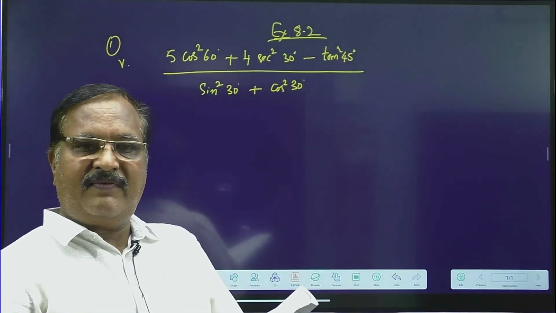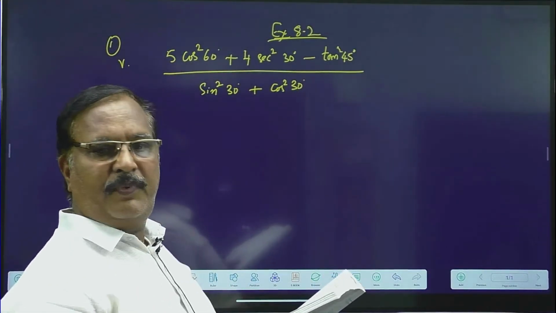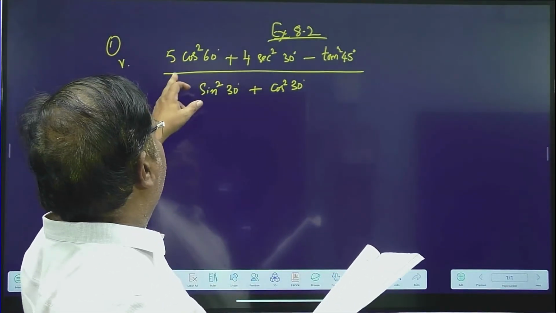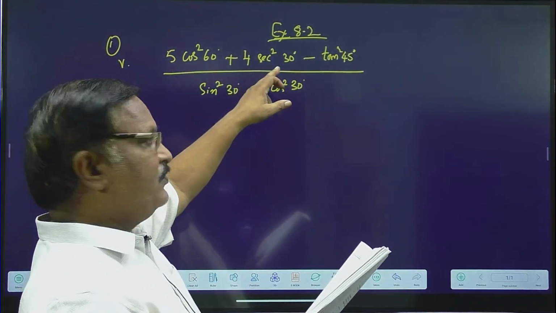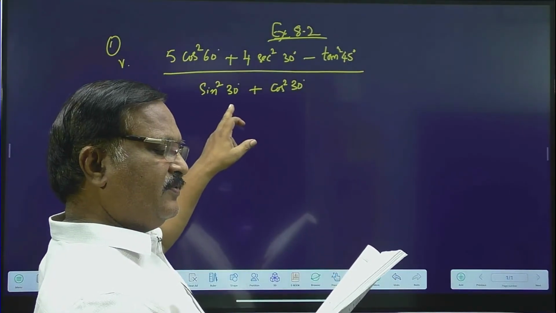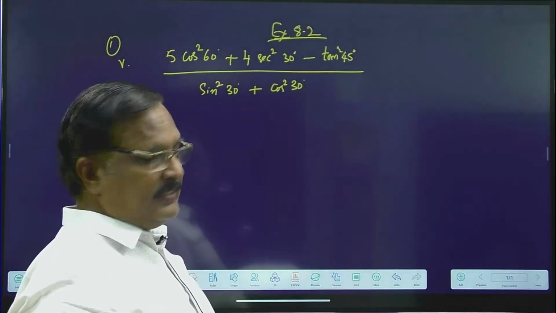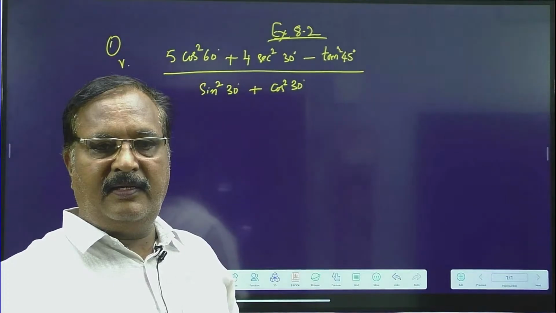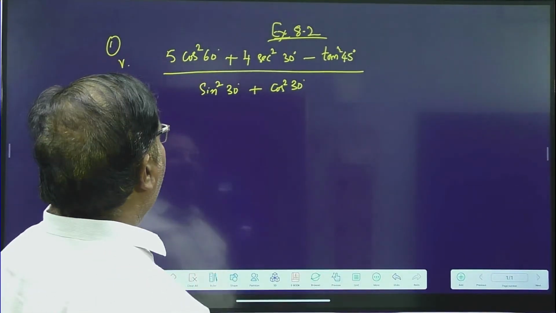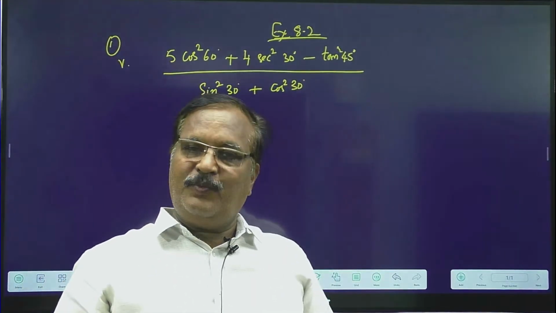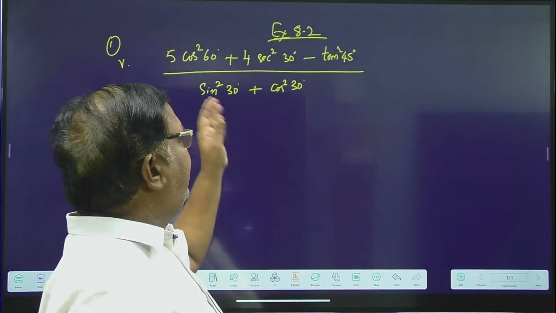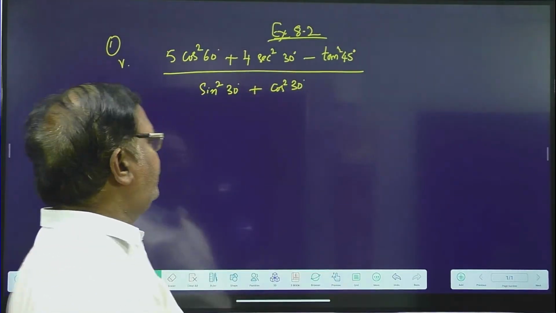Okay, let me check whether I have copied it properly or not. Okay, 5 cos square 60, 4 sec square 30, tan square 45, sin square 30, cos square 30. Yes, I have copied it correctly. So now put the values. You must have a table, and you have to substitute all the values from the table.